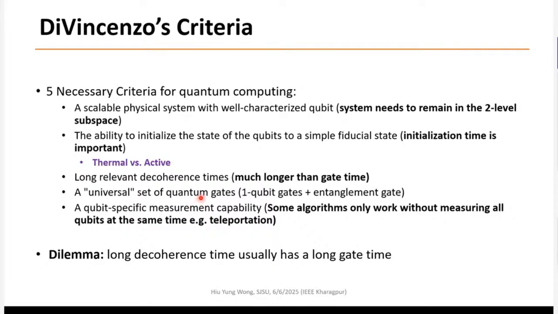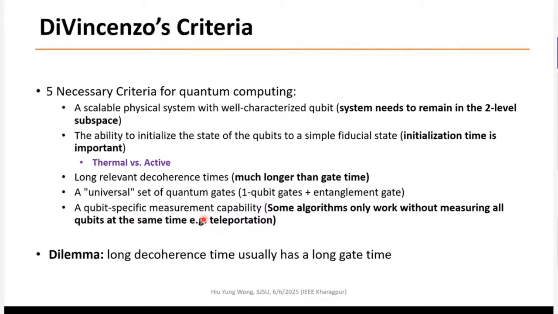Similarly, there's a theory that if you can form arbitrary 1 qubit gates plus 1 entanglement gate, then in principle, you can at least approximate any number of qubit circuits and any quantum gate by using this set of universal quantum gates. Finally, you should be able to do the measurement easily.